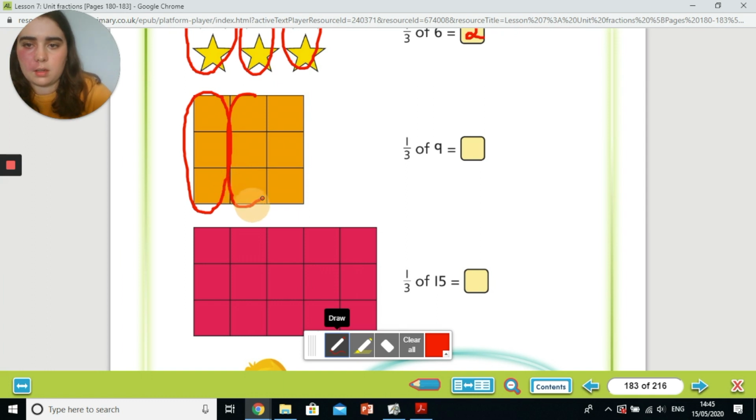Got 1, 2, 3. How many squares have we got in each group? 3. So 1/3 of 9 is equal to 3.